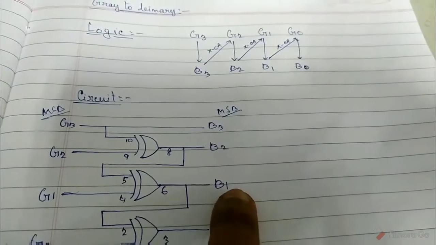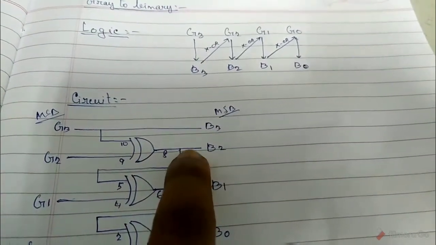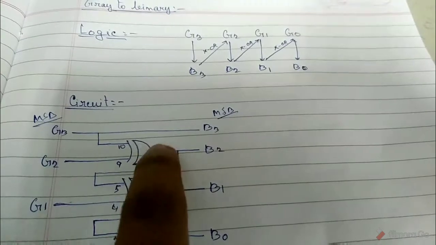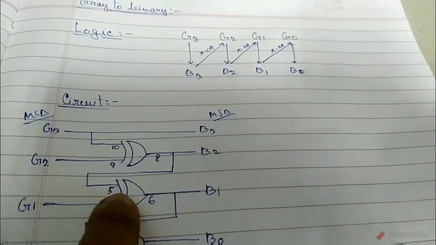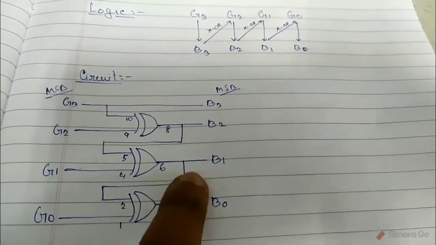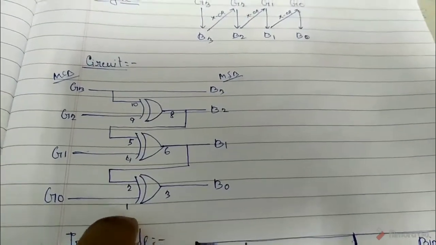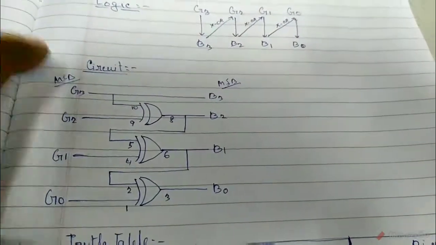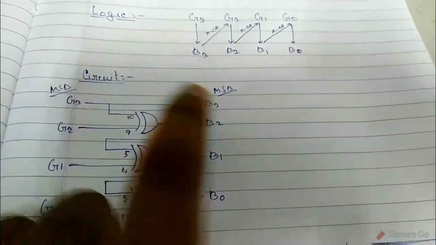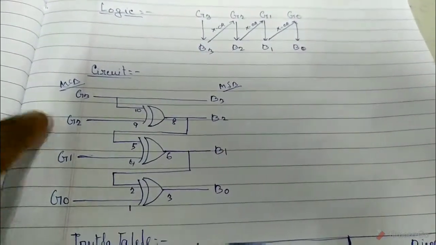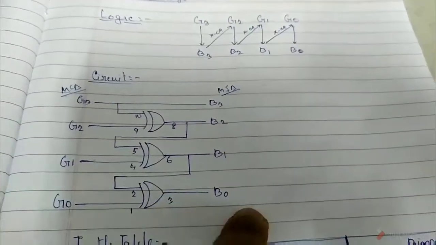Now how can I get B1? B2, that means the output of this gate is going to the input of this XOR gate, and the output of this XOR gate is going to the input of this XOR gate. Using this circuit we can get gray code to binary code. Before we have seen binary to gray, this is gray to binary.